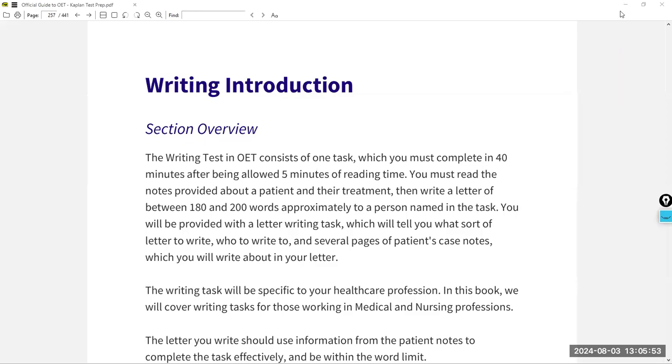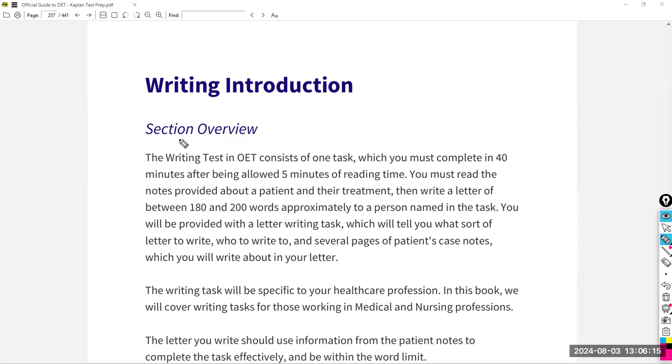Okay, guys, so today we are going to discuss the writing section of the OET exam. Now, let me start reading the information, and I have to tell you the best strategies and tips to be able to write the best letter in the writing section of the OET exam.